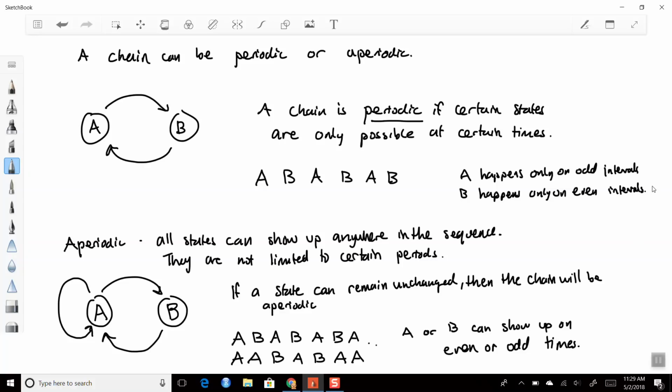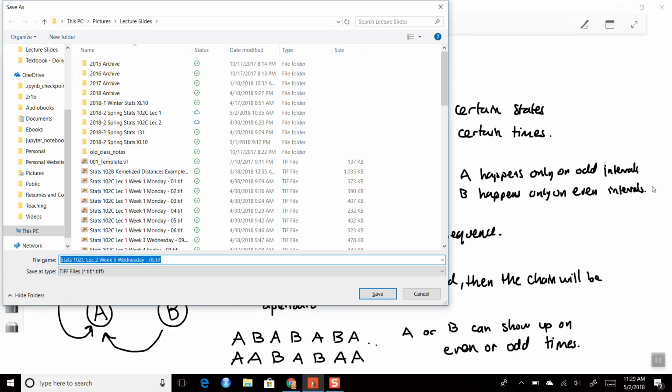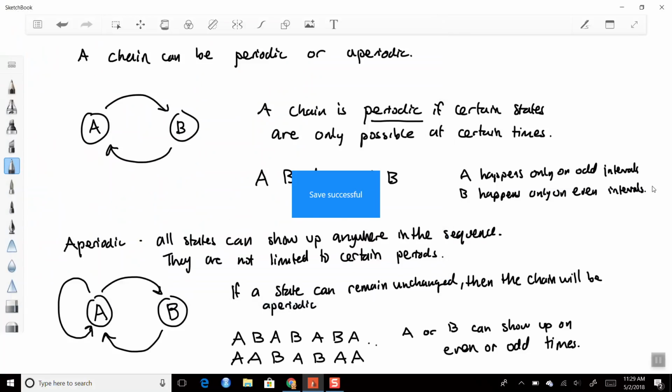Okay. All right, is that okay? So we've got these two definitions, something that's ergodic or irreducible, and something that is aperiodic. And again, the simple thing is if you see a state that can remain unchanged, like it transitions to itself, as long as at least one of those transitions is possible, then you're going to have an aperiodic chain, okay?